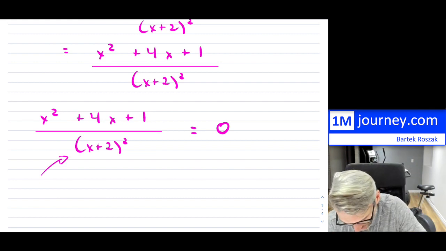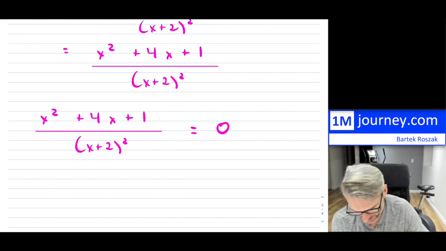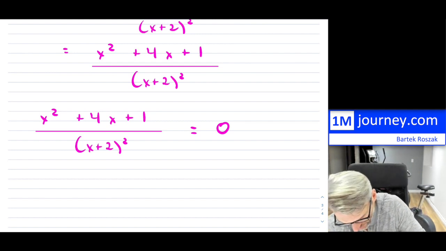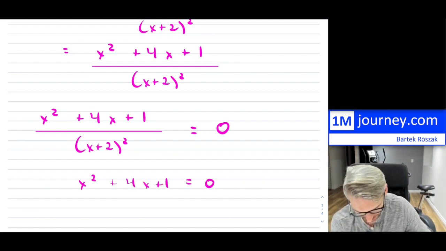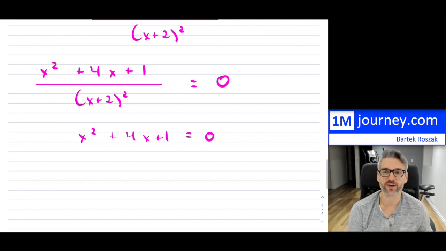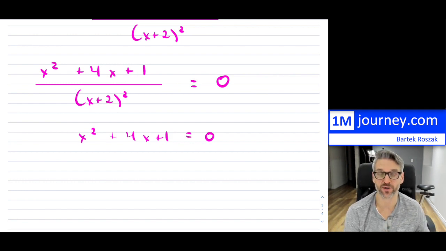So in order to solve this, I can multiply both sides by (x plus 2) squared, so that's going to get rid of that. So really what I'm solving for is this, x squared plus 4x plus 1 equals 0. So again, another quadratic. I'm not going to waste my time. I'll just use the quadratic formula. All right, so I'll be right back.